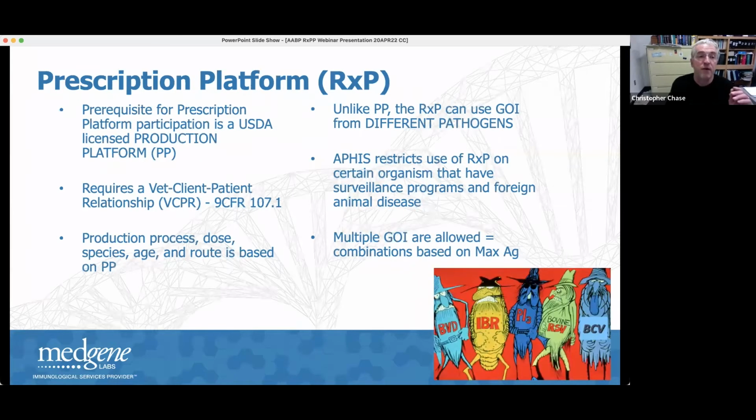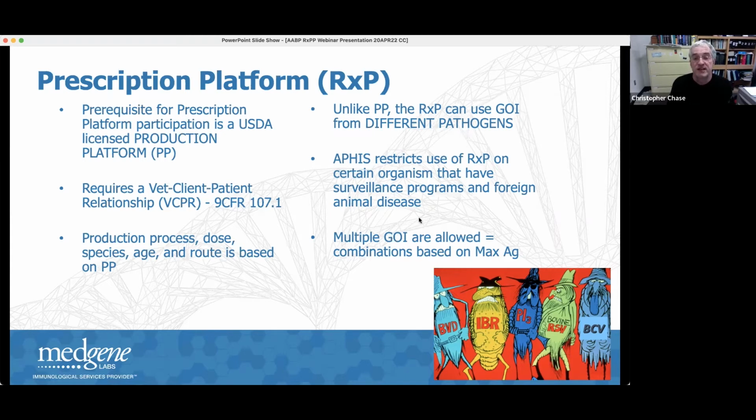Now, what's different with prescriptions is, first of all, we're going to use that same platform. Remember, it's fully licensed. The difference is that we're doing this for our client, so we have to have a veterinary client-patient relationship. Because we know what the production process is already, because we use the platform, we know how the vector and all those things work in terms of the dose and the amount of antigen. Those things are already based on the original platform, the production platform, and then we can use our gene of interest from different pathogens.